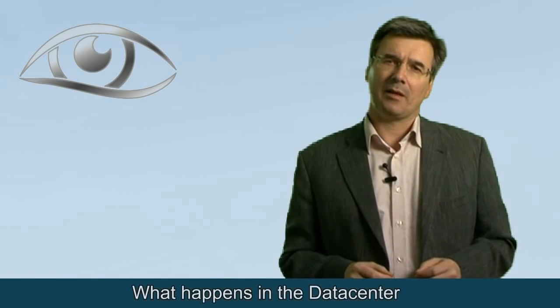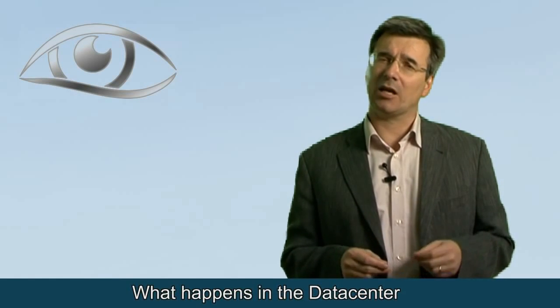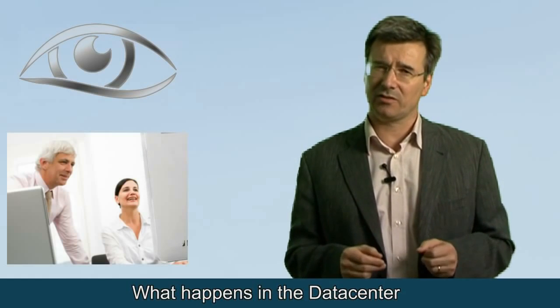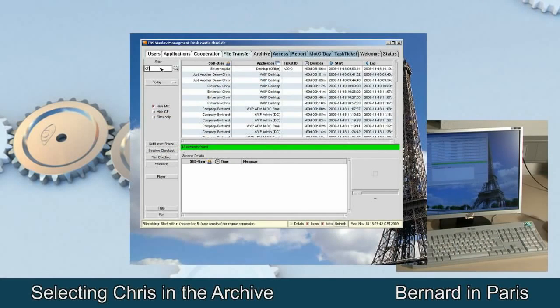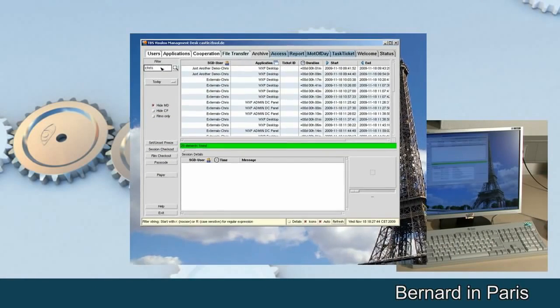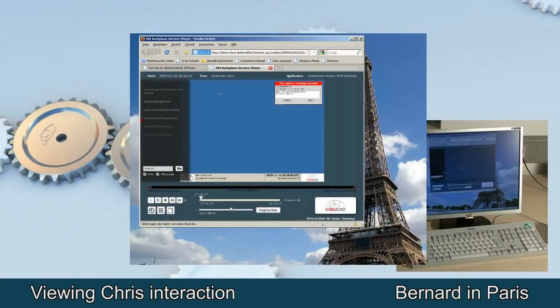Two days later, Bernard remembers that he granted access to the database in a cooperation session with Chris. So he wants to know what Chris really did in this session. Bernard in Paris searches for Chris in the archive and looks into the film. He retraces exactly what Chris did.